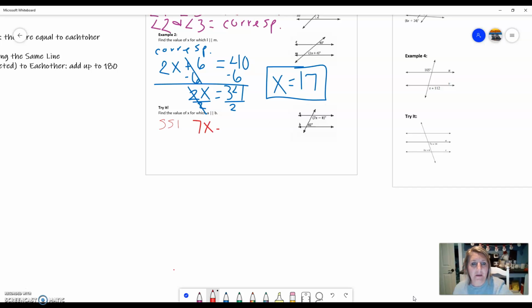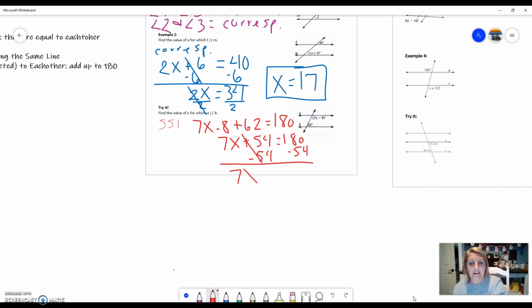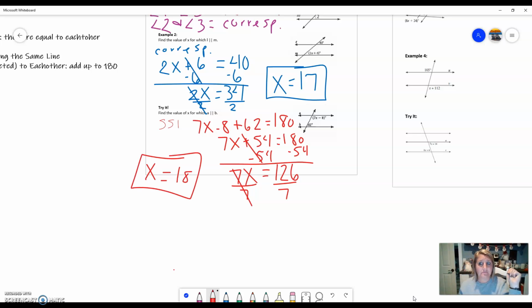So you're going to take 7x minus 8 plus 62 equals 180. So they're not equal to each other. They add up to 180. Now you're going to combine like terms. So we have 7x and then negative 8 plus 62 is a positive 54 equals 180. Then you're going to subtract 54. 7x equals 180 minus 54, which is 126. And then divide by 7. And you get x to equal, 7 goes into 12 one time with 5 left over. 7 goes into 56 8 times. So x equals 18.